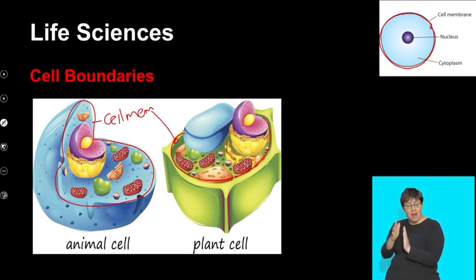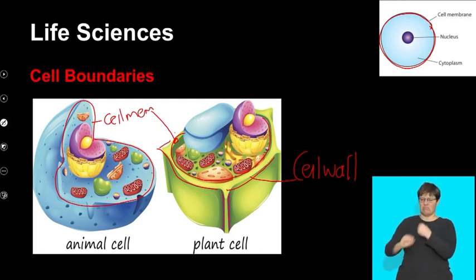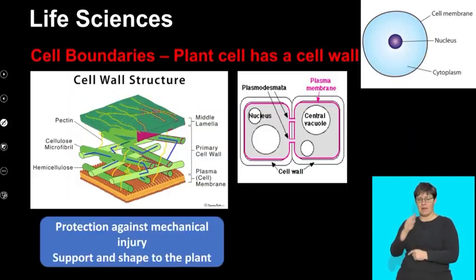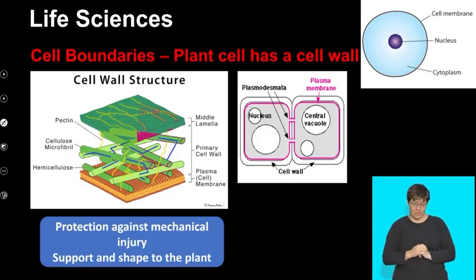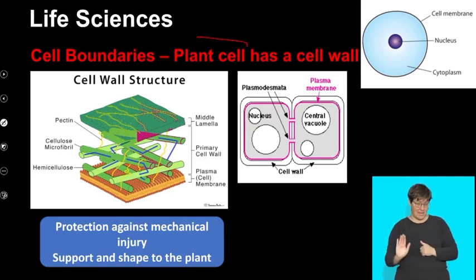But the plant cell has an extra boundary on the side, and that is going to be the cell wall. Plants need a little bit of extra support. Plants need to keep their shape, and so they're going to need a cell wall. So if we have a look here at the structure of the plant cell, what is a cell wall? We only find it in a plant cell, very important.